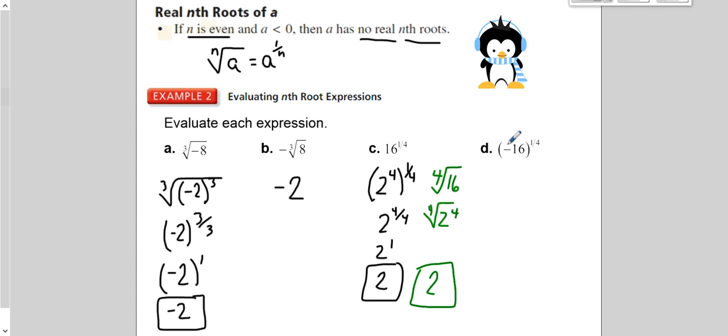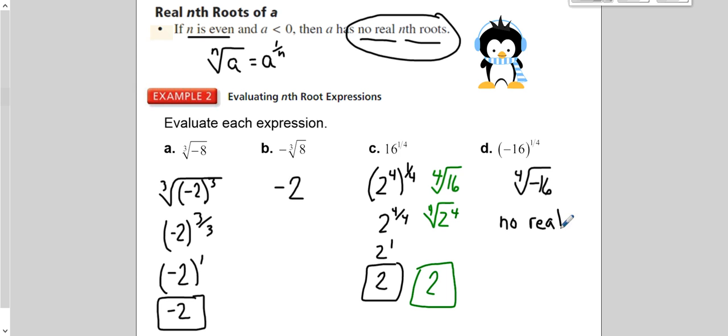All right, and this one, this is a 4th root of negative 16. There is not a number that we can raise to the 4th power and get a negative answer. There is no real nth roots, so no real root. It's not a real number. All right, and there's example 2.